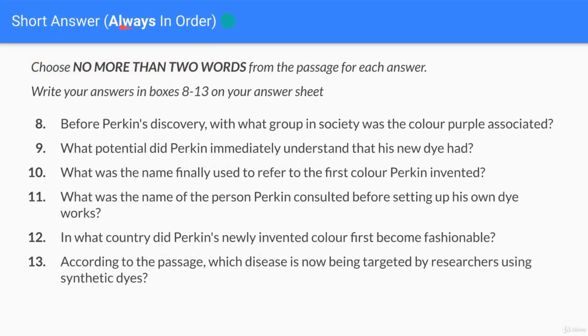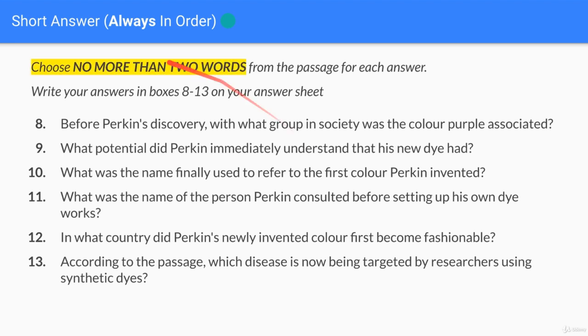Now, another always in order question is the short answer. In this question, you're going to have different questions such as over here, and you have to write the answer. It's not a multiple choice where you simply pick a letter. In this case, you actually have to write the answer.